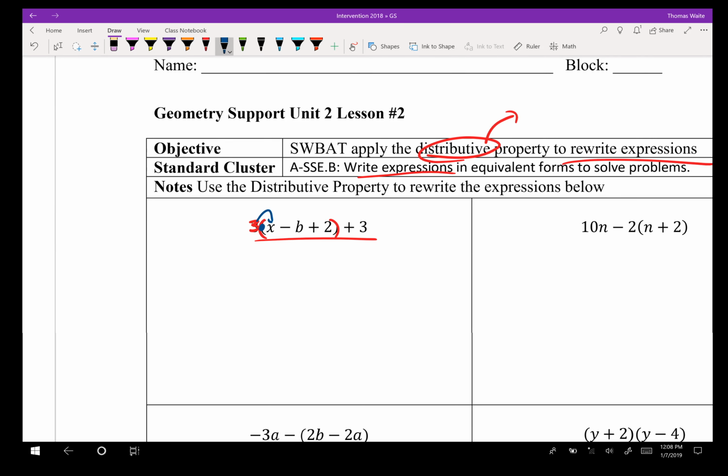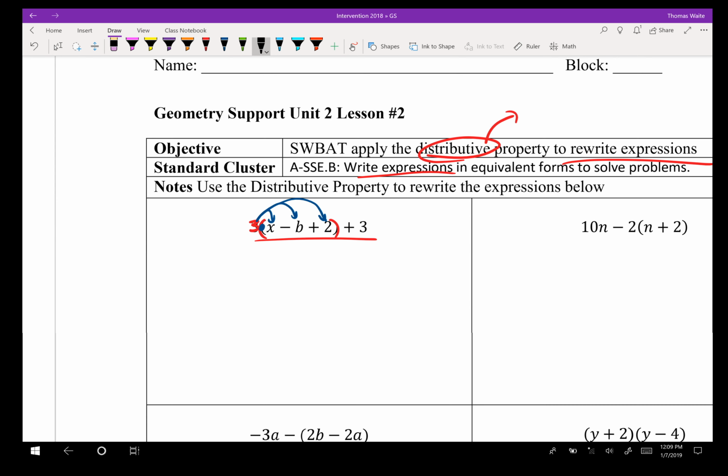Again, this 3 needs to be multiplied by x, so I leave a little arrow there to help me out. 3 needs to be multiplied by this second member, which is a negative b. And then lastly, 3 needs to be multiplied by our positive 2. In general, that's what distribution is. So let's write it out and see if we can simplify this expression.